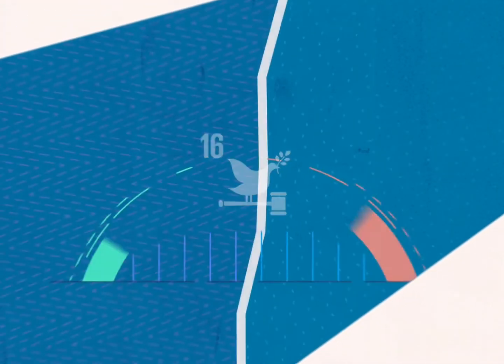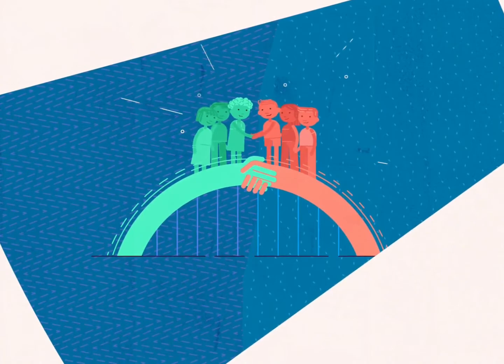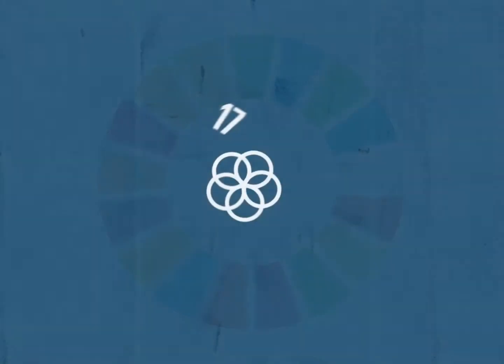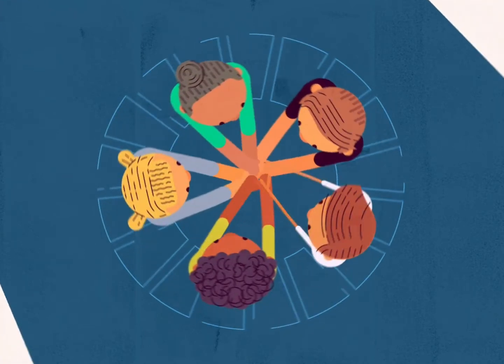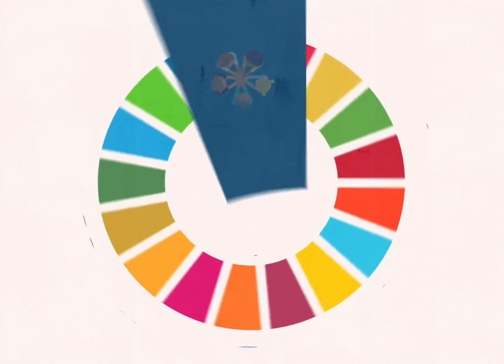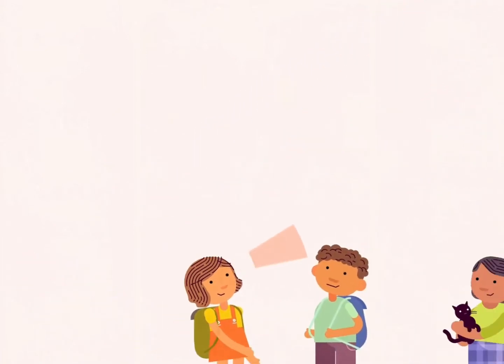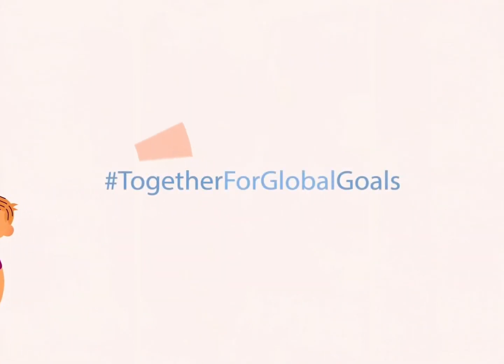By achieving these goals, we will form a society where strong institutions ensure peace and justice. It is important for everyone to be involved and to build partnerships for achieving sustainable development goals. You are part of this process. Demand the implementation of these goals. Take the lead and share information with your friends.